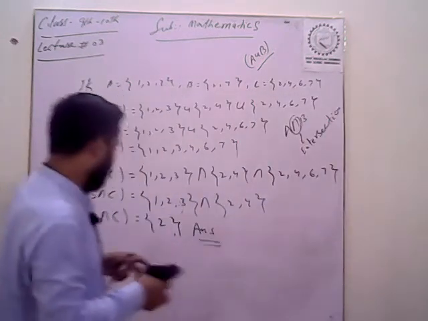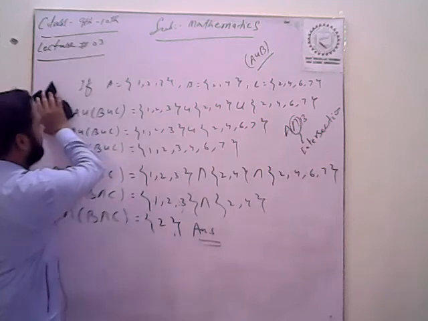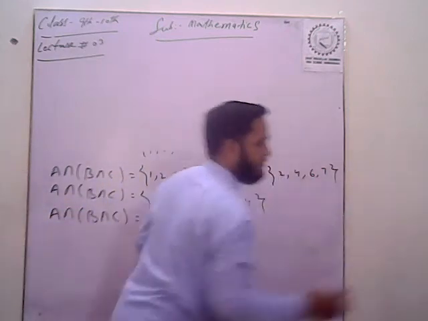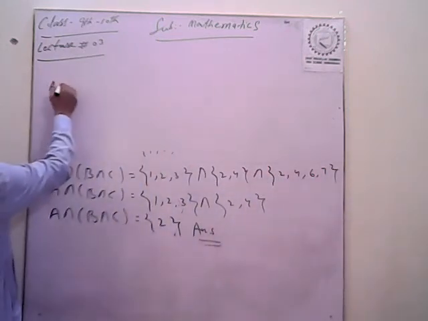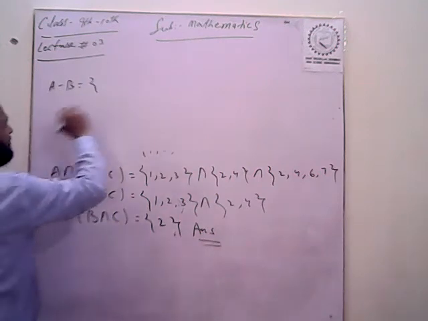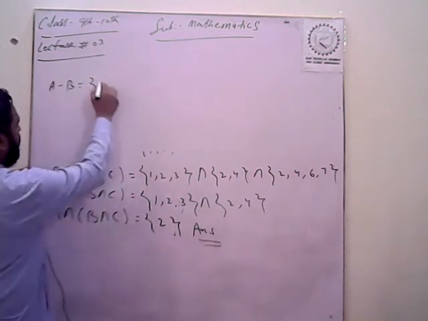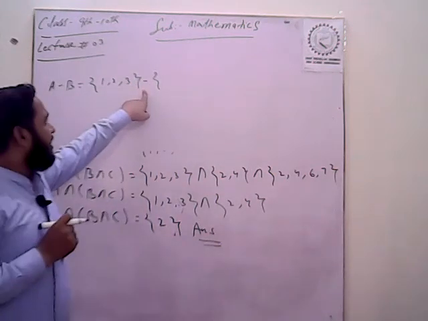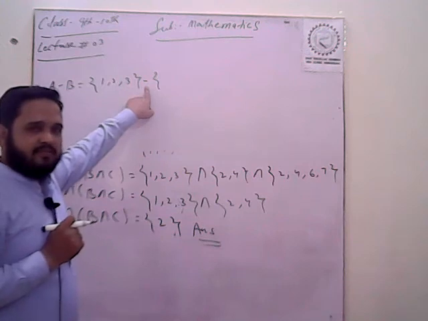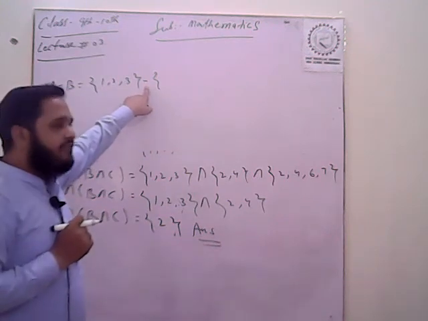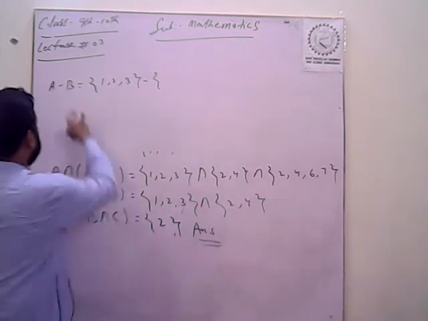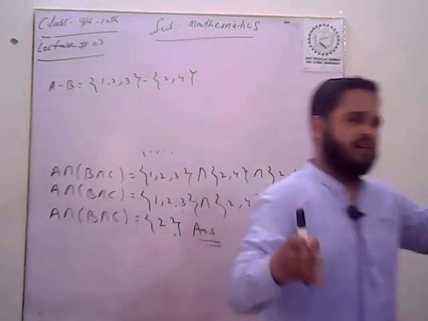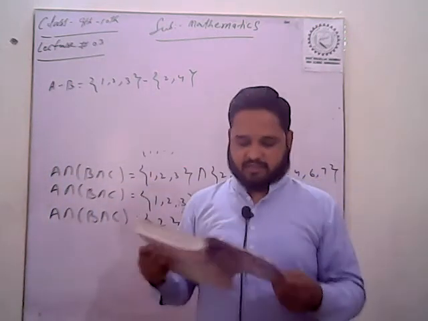For example, difference means, for example, A difference B, where A is equal to {1, 2, 3}. We can read the difference as minus. In this set we read the difference of two sets. Now B is equal to {2, 4}. First I told you the definition of the difference of two sets.